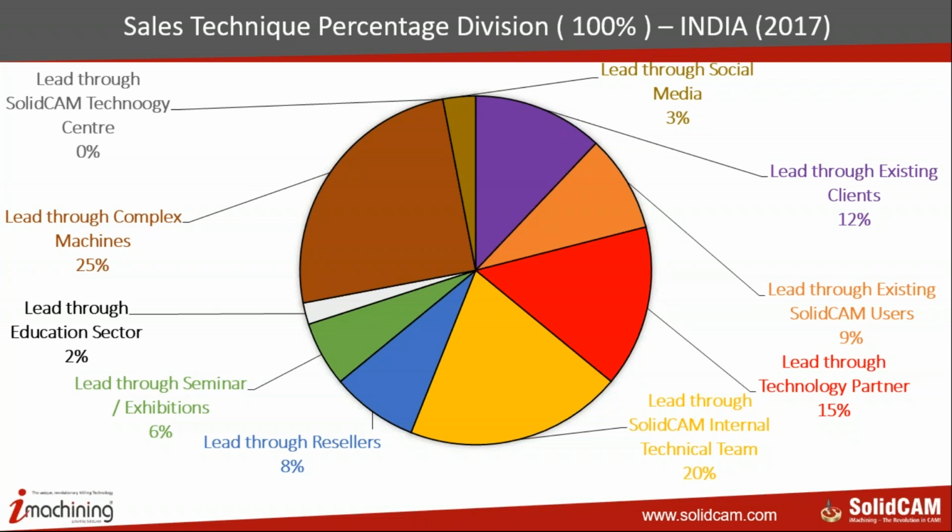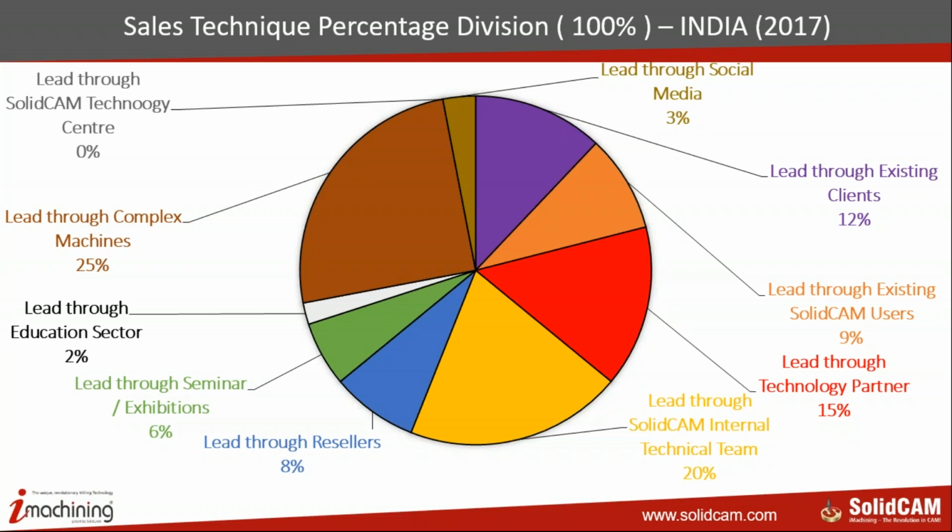I have evaluated. For example, leads through the SolidCAM Technology Center: right now we don't have a technology center in India. We are planning to go for one in early 2019, in Q1. But in 2017 the percentage is zero because we don't have a technology center.